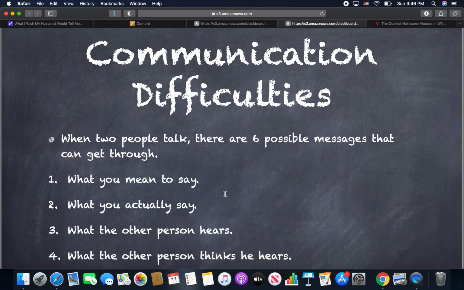When two people are communicating, there are actually 6 different possible messages that can go through. Now all of this is just regarding 2 people. When you add a group or a family or more than 2 people, it's going to get even more complicated, and you'll be able to really see why communication can be so difficult for some people.